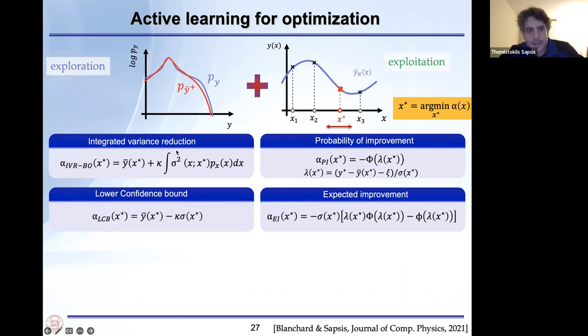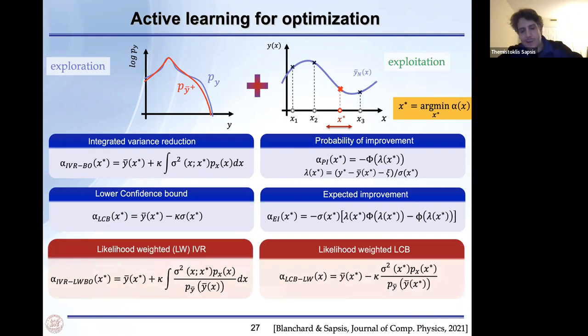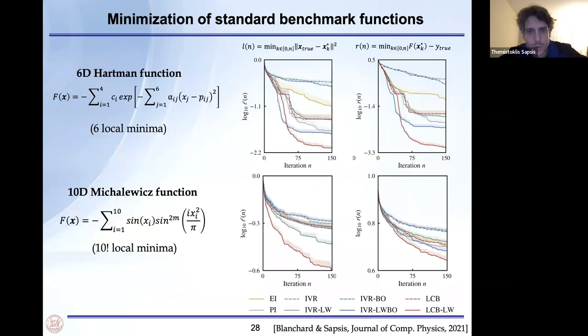Standard criteria like integrated variance reduction, you basically try to minimize your integrated variance, plus your function, right? And there are other variations like lower confidence bound, probability of improvement, expected improvement. We can write likelihood weighted versions for all of those criteria by adding to them the likelihood weighted exploration criteria, the function itself. And that results in a new class of acquisition functions for Bayesian optimization that we have tried on several problems.